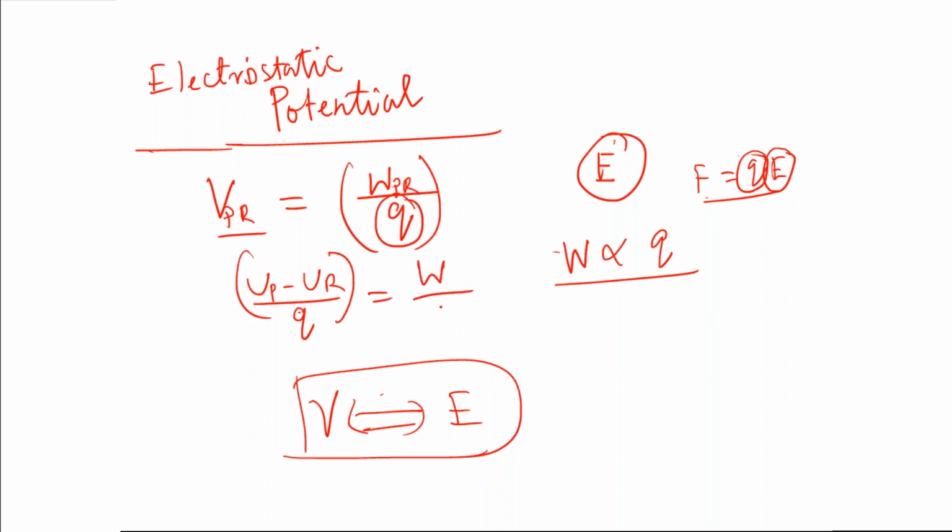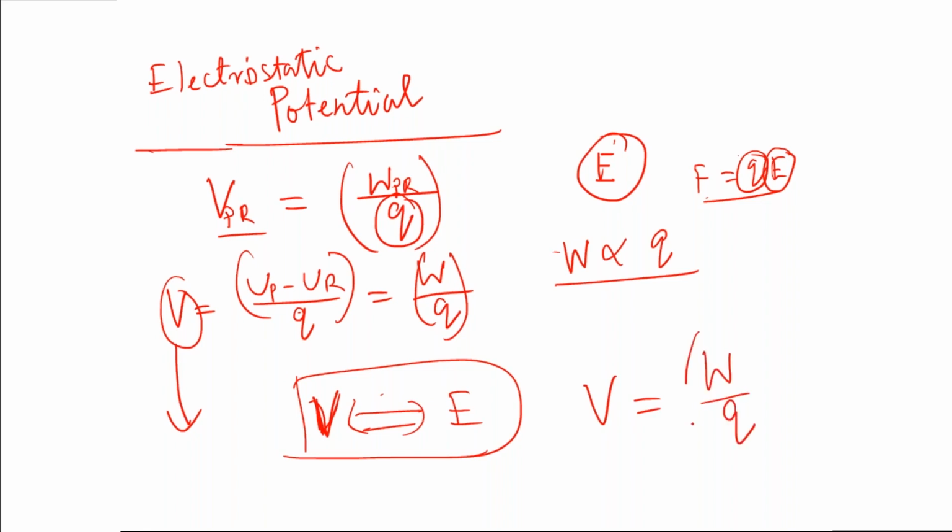This is actually a relevant quantity which directly gives the picture of the electric field, or directly talks about the nature of the electric field. So this is called electrostatic potential, V, which is defined as work done per unit test charge.